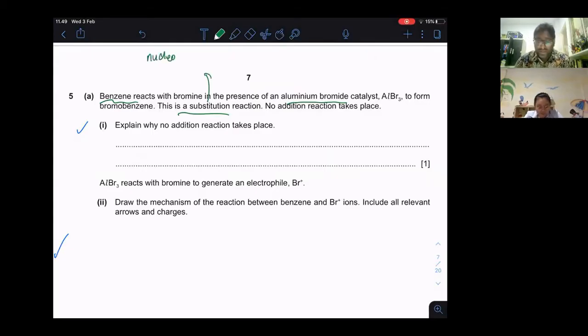Let me check. Okay, Jody, will benzene undergo nucleophilic or electrophilic? Electrophilic. Why, Jody? How to remember?